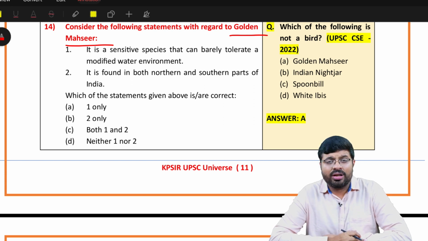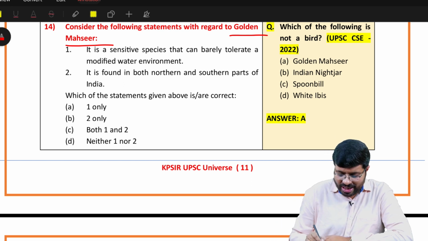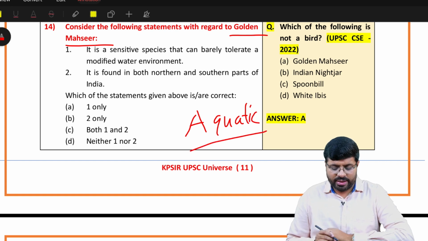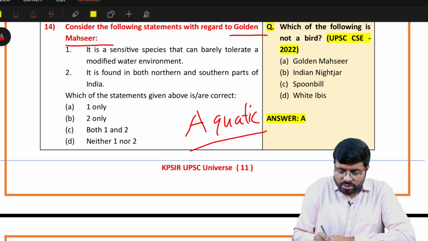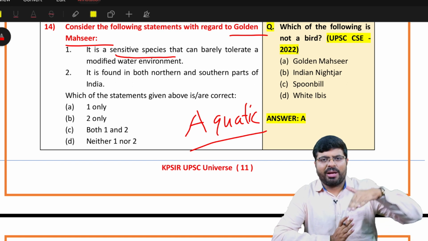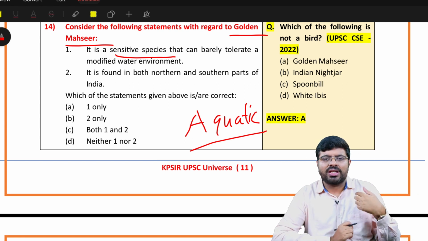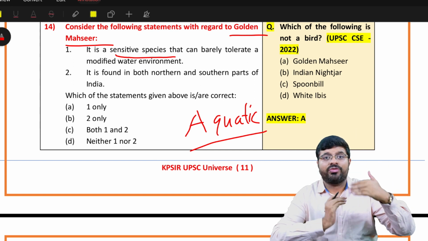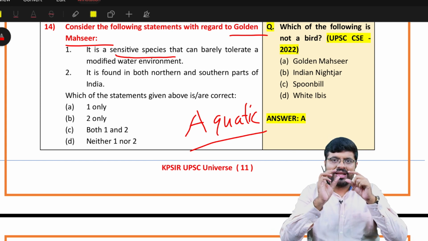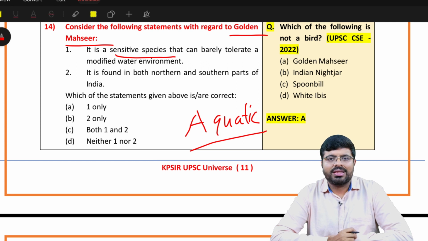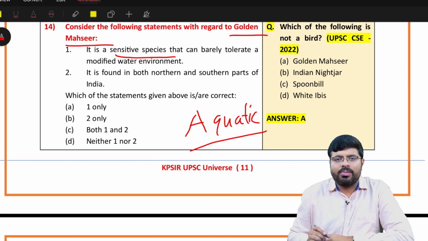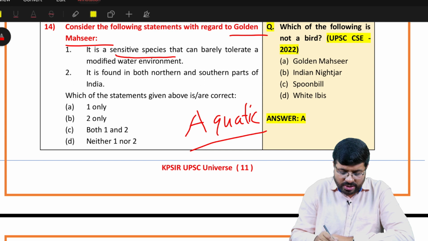Fish, golden mahasir. The moment you know this is an aquatic animal, you will know that aquatic animals are sensitive to changes in the water. They can only tolerate a small amount of change in temperature. See, on land there is rapid heating and rapid cooling, so animals and plants surviving there have more diversity in tolerance of temperature. Water has slow heating and slow cooling, so they only have small differences. Hence the tolerance levels will be very, very less. So statement 1 is right.